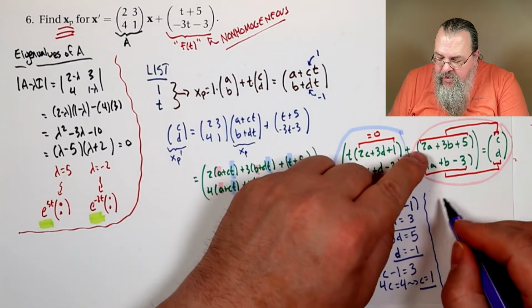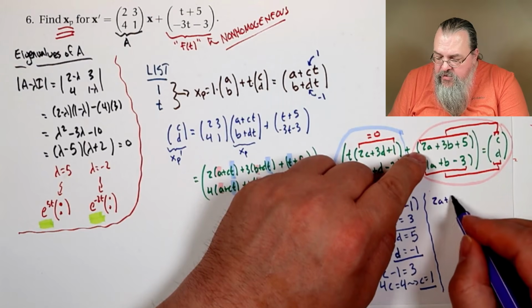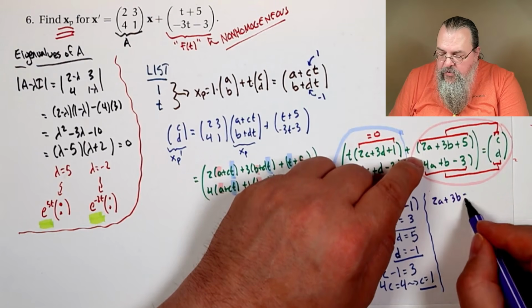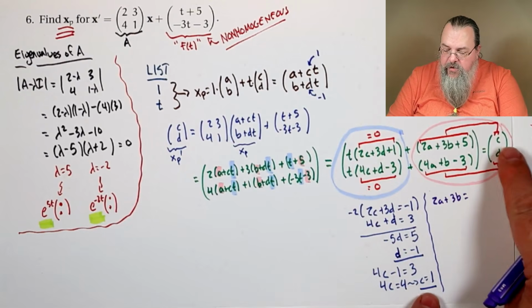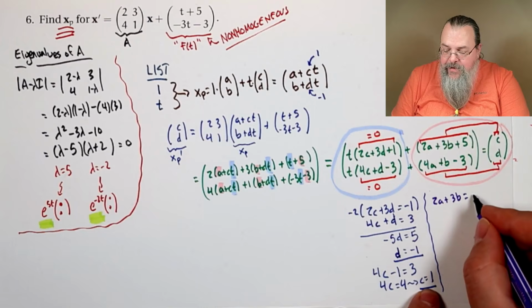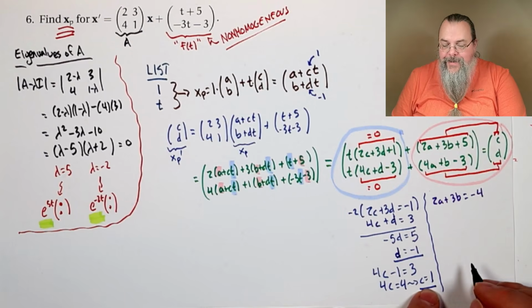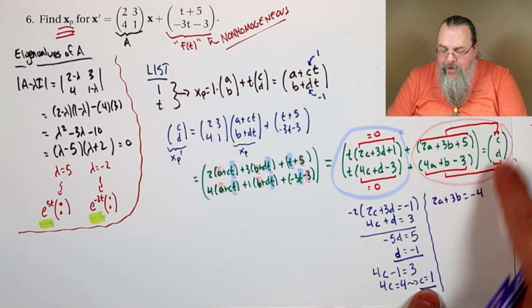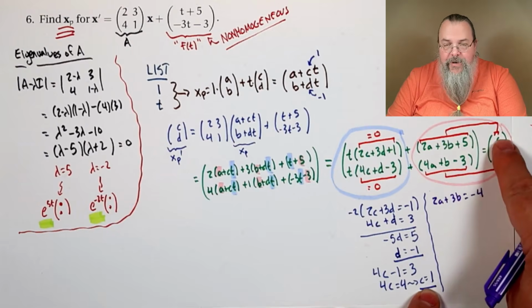2a plus 3b is equal to, remember c we've already solved for, c is 1. So it's 1 subtract 5, negative 4. Okay, where did that negative 4 come from? C is 1, 1 subtract 5.